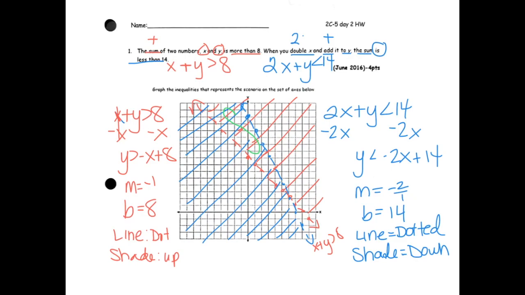But just understand that any point within this shaded area is going to satisfy that both numbers, the sum is greater than 8, and when you double the x and add on the y, that sum is going to be less than 14. So anything in this double shaded area will satisfy both inequalities.